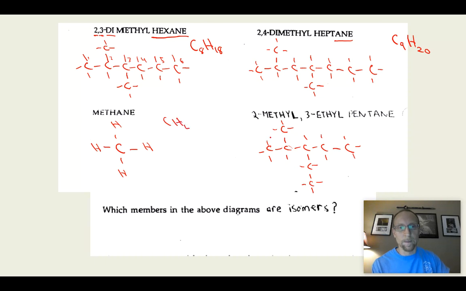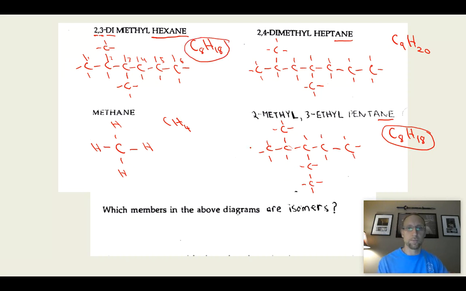And then this one, 1, 2, 3, 4, 5, 6, 7, 8. This is also an alkane, so it's C8H18. So here you go. These 2 are isomers, right? These are my isomers. They're the same molecular formula, but they're different structurally.